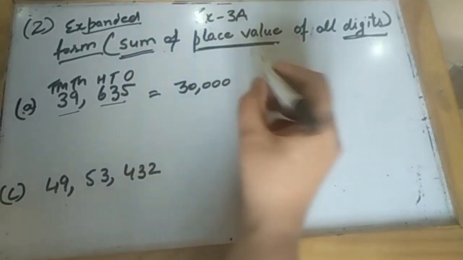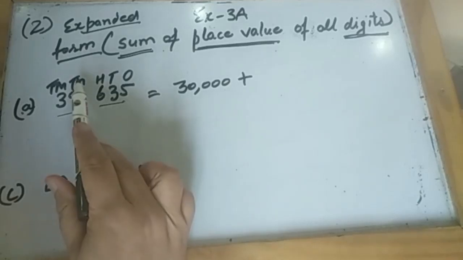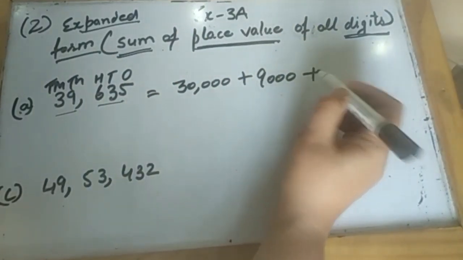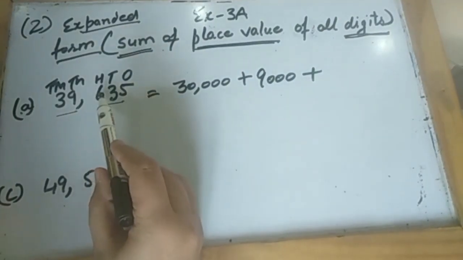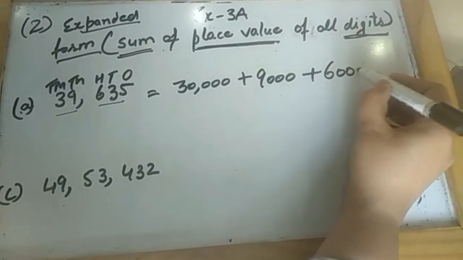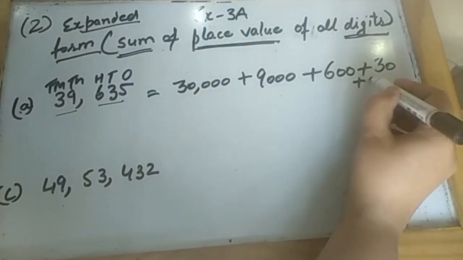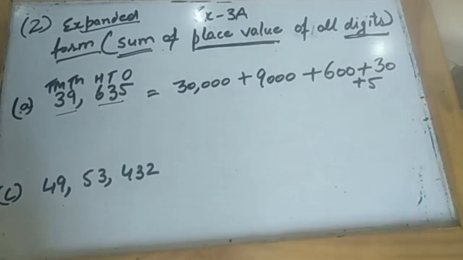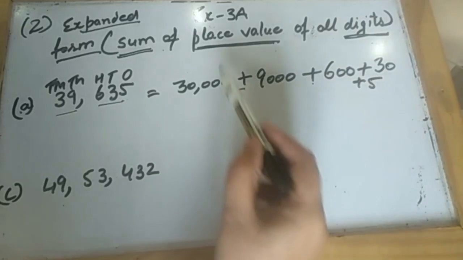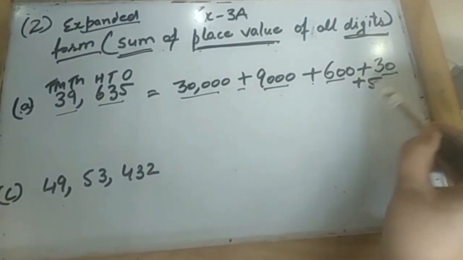And sum means I have to add the place value of the next digit. Next digit is 9,000, so write 9,000. Then again you add the place value of the next digit, that is 600. So 600 plus 3 tens means 30, and plus 5. So this is how we write in the expanded form, which means I have to add the place value of all the digits.